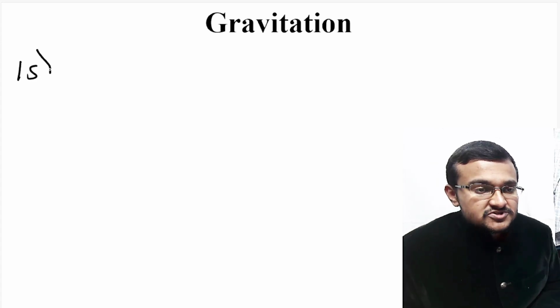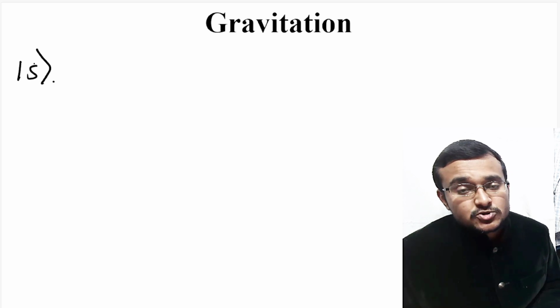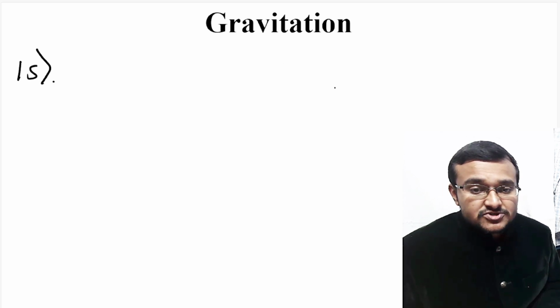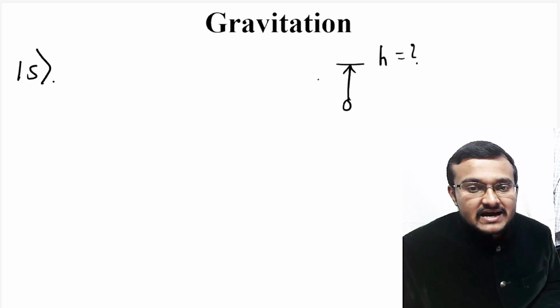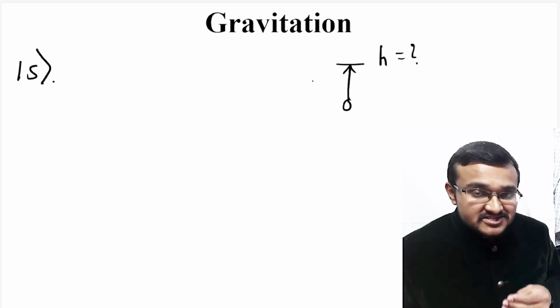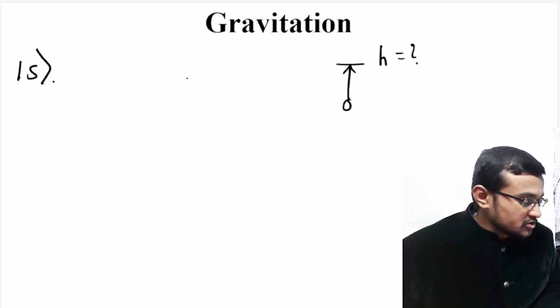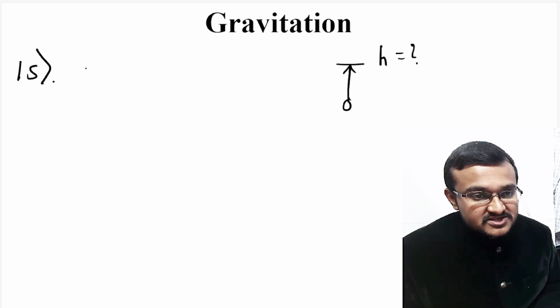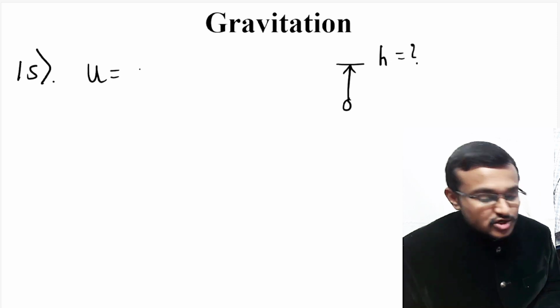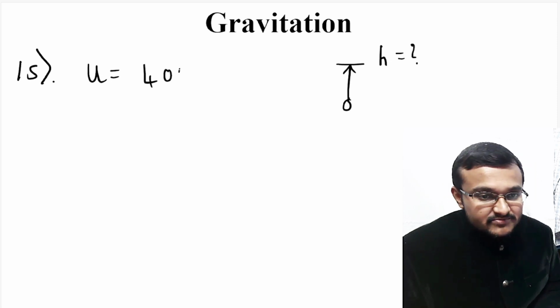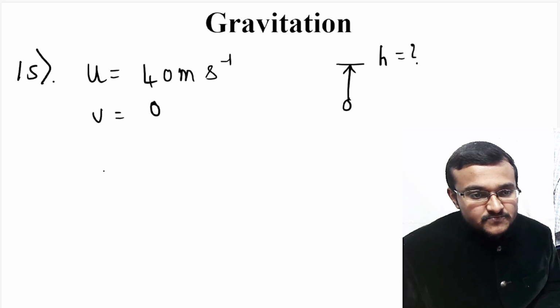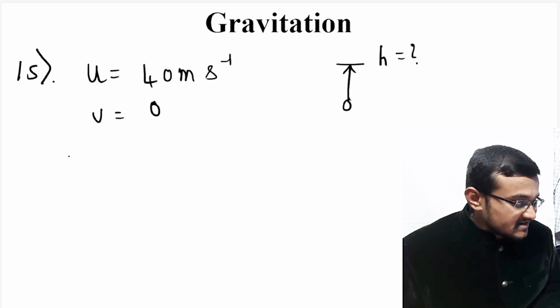So coming to the 15th question, the 15th question is more or less similar to the 13th question. Here also a particular stone is thrown vertically upwards. You have to calculate the maximum height, and you have to calculate the average distance and the displacement of this particular stone. So the initial velocity of this stone was 40 meter per second, which is given in this question. The final velocity, obviously, will be 0. Now we have to calculate the maximum height.